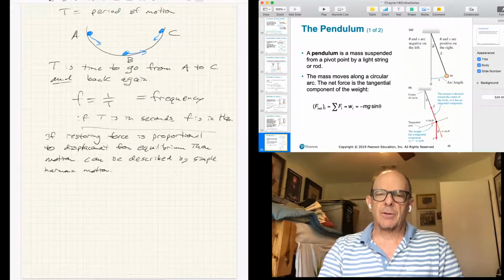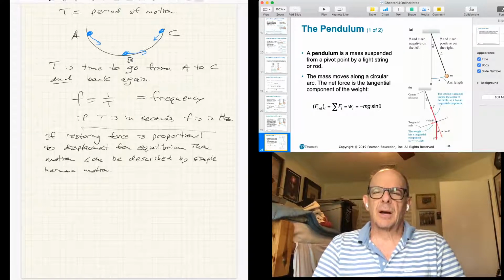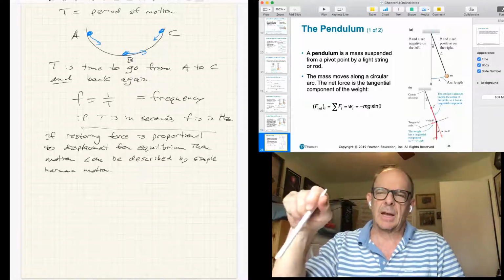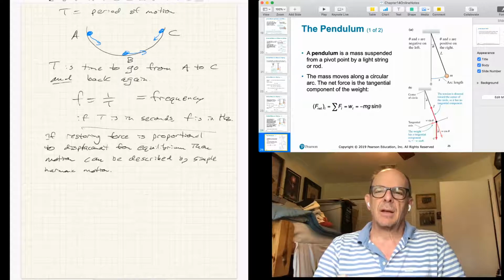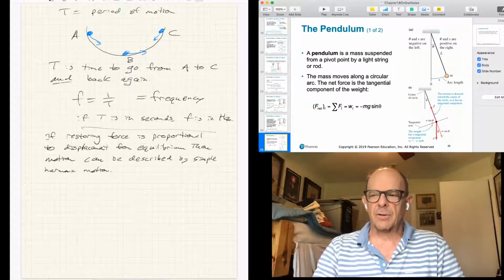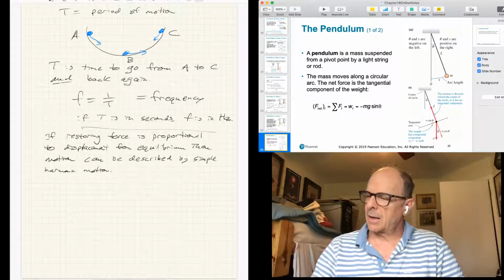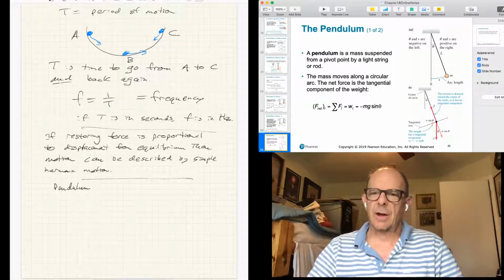A pendulum is another example. It's a little bit different because of the circular motion of the pendulum, and the pendulum motion is only a simple harmonic oscillation if the angle of displacement is small. And here's why. The component of the force that's bringing the pendulum back towards the equilibrium position, as shown in the slide, and I'll try to sketch it here.